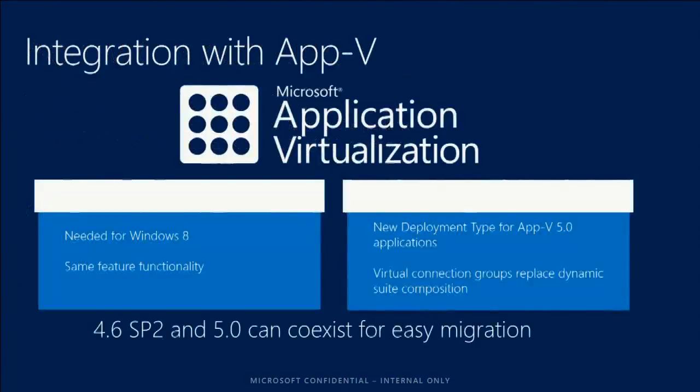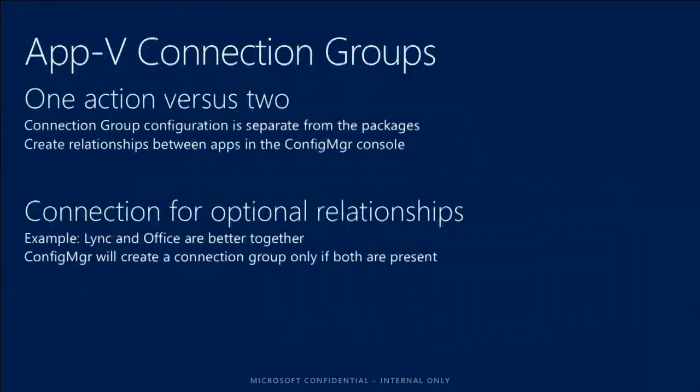In the AppV 4.6 scenario, if I sequence two different applications uniquely and I deploy both those to Mark, he can run both of them at the same time. But those two applications can't share information back and forth. In the AppV 5 scenario with connection groups, you can create a connection group that basically says, let these two virtual bubbles that Mark's running at the same time on his laptop, let them share data.